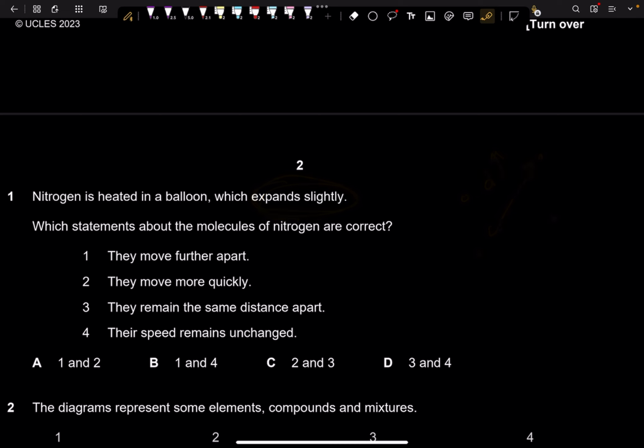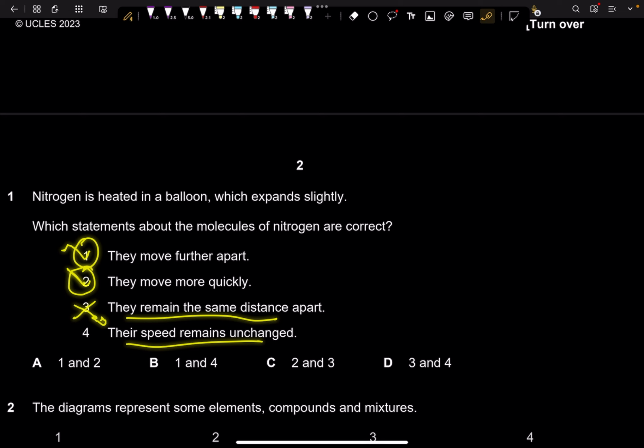Which statements about molecules are correct? They move further apart. That is correct. That is why the balloon is expanded. They move more quickly. That's also correct, because when you're increasing temperature, always remember that you're increasing the speed of the particles. They remain the same distance apart. That's incorrect. If you're the same distance apart, then how can you expand?